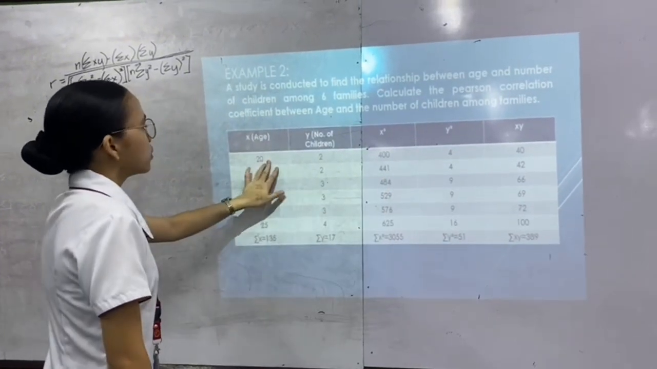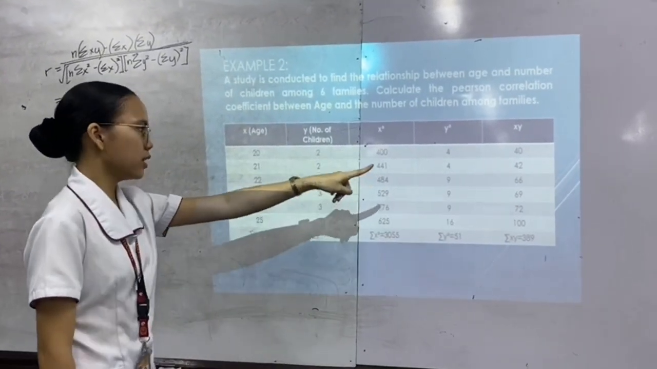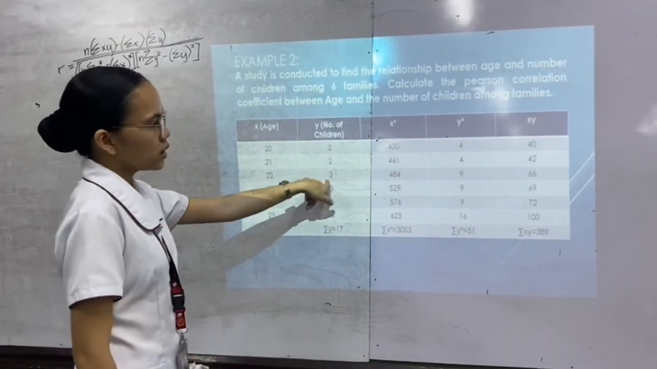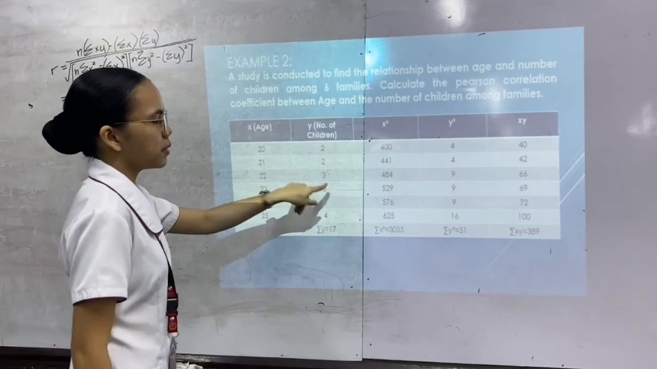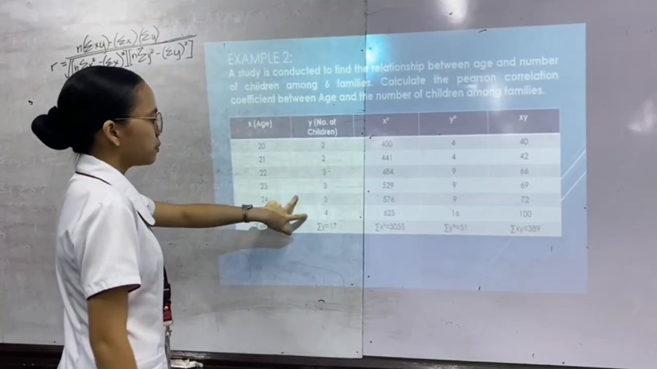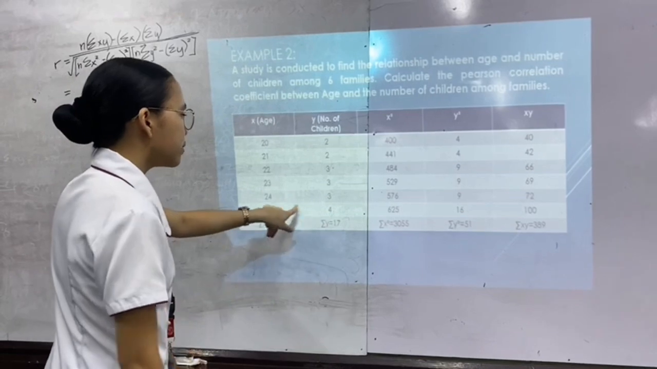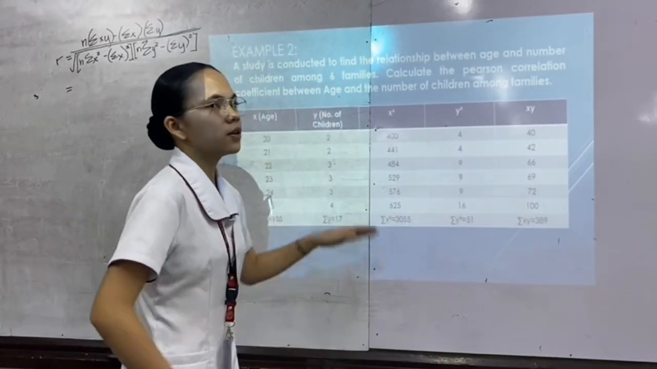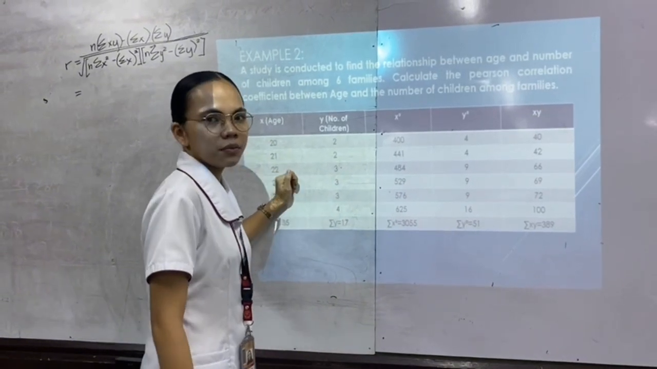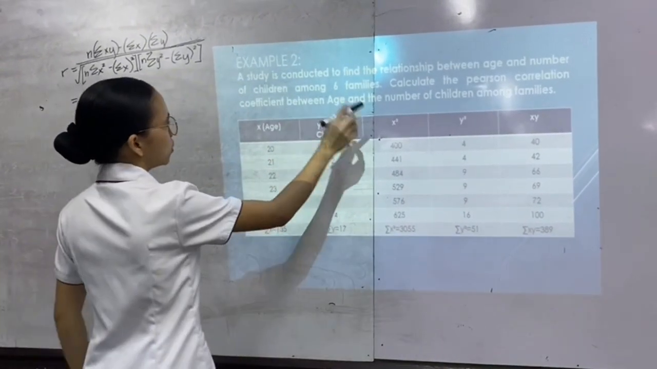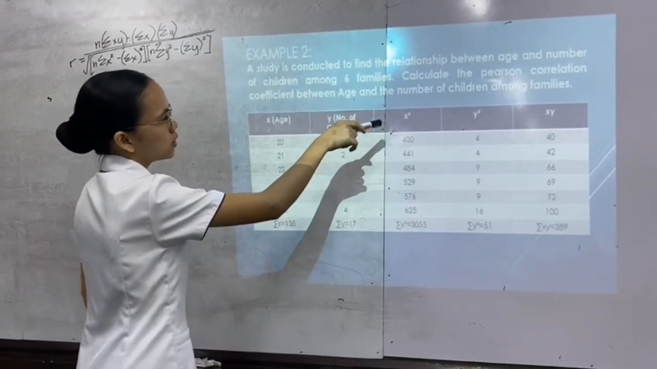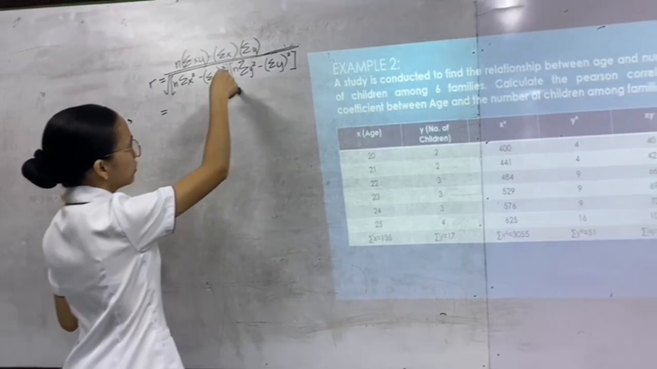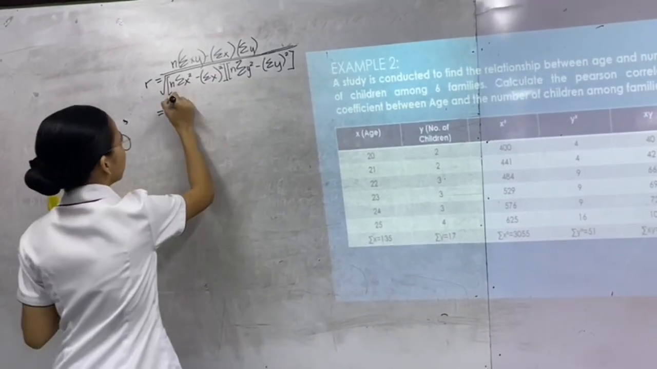XY: 20 multiplied by 2 is 40. 21 multiplied by 2 equals 42. 22 multiplied by 3 is equal to 66. 23 multiplied by 3 is 69. 24 multiplied by 3 is 72. 25 multiplied by 4 is 100. And this is their summation. We will now calculate and find the relationship between these two variables, age and the number of children in families. Using the Pearson r formula, we will now get the results.